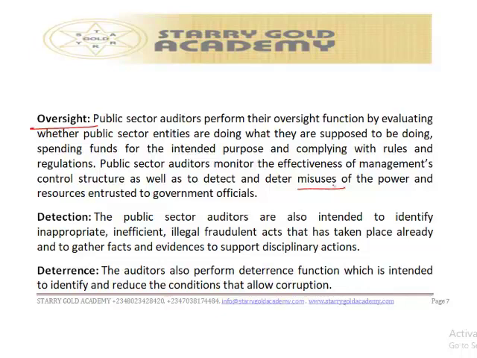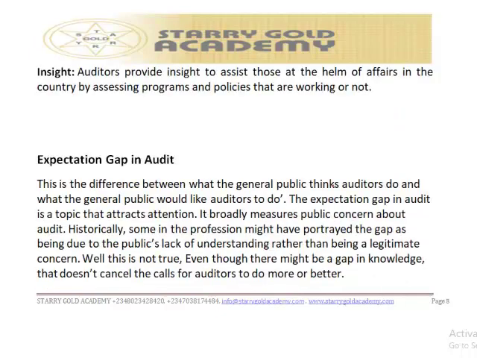The next one is deterrence. After detection, the next one is deterrence, and the auditors also perform a deterrence function, which is intended to identify and reduce the conditions that allow corruption. If we are saying that we want to get the cow by its neck, then we should try to provide a method in which it won't happen at all. We are trying to deter it from happening. But if we fail to deter it, then we can try to detect it. Then that's what we are looking at there.